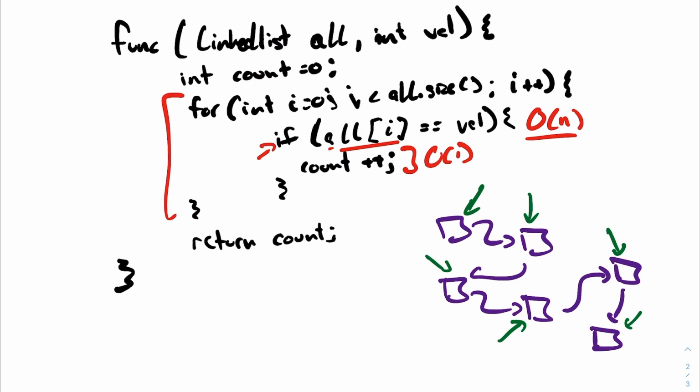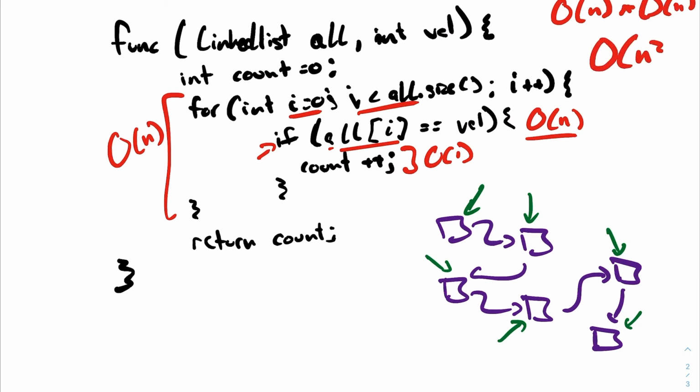Finally, our for loop, i is equal to 0, i is less than the size. Here's another big O of n, right? We have big O of n times big O of n. This whole function is big O n squared. That's the function. That's what it is. Excellent. Let's do another one.